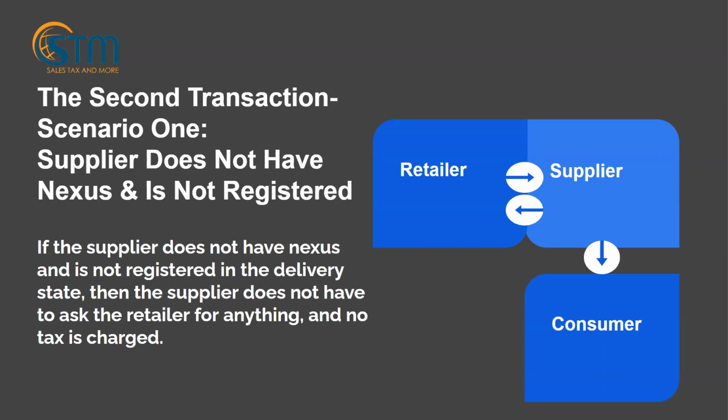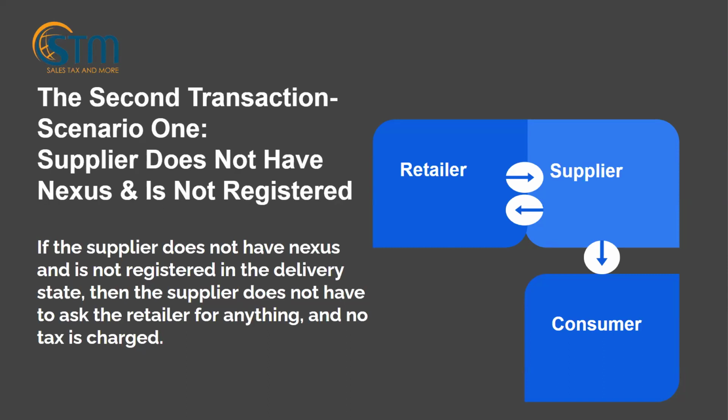So scenario one, the supplier does not have nexus and is not registered in the delivery state. And when we were talking about rates, that's where sales are sourced. So it's the delivery state. For interstate shipments of tangible personal property, it's generally almost always going to be the delivery state. So that's why we keep talking about delivery state.